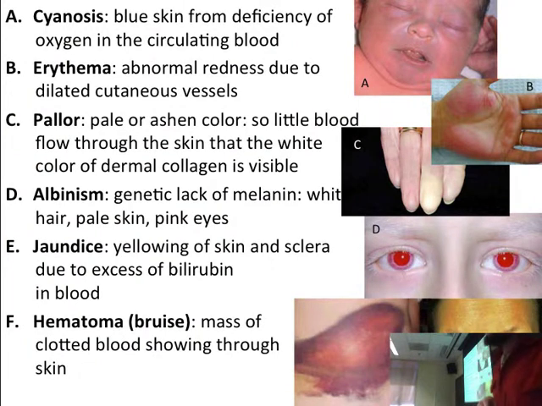All right. I don't think I was going to ask anything about these, so I'll probably skip this. These are just some skin pathology, definitions of different words. Cyanosis, blue skin; erythema, red skin; pallor is white skin, meaning no blood; albinism is lack of melanin in the skin; jaundice means your bilirubin is high because you're having liver problems; and hematoma is just a bruise, a mass of clotted blood in the skin.